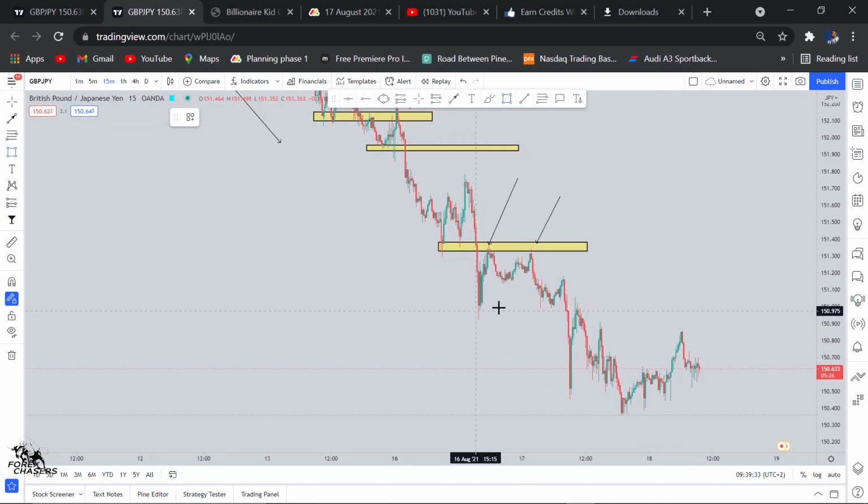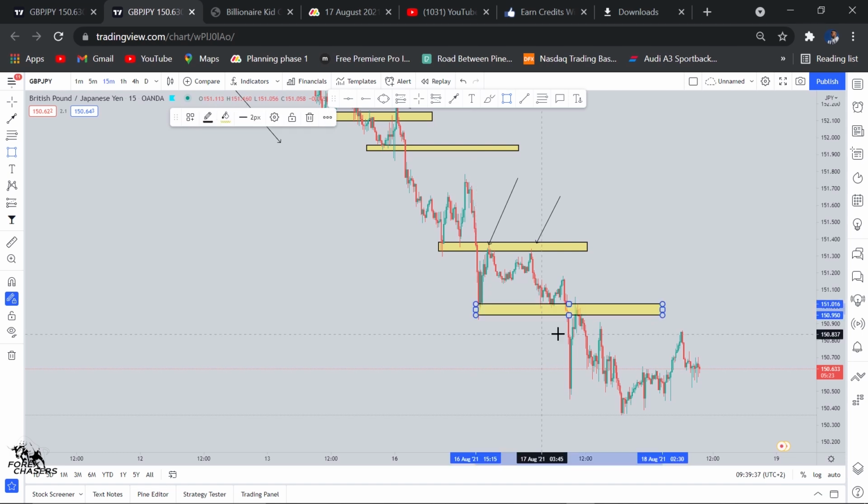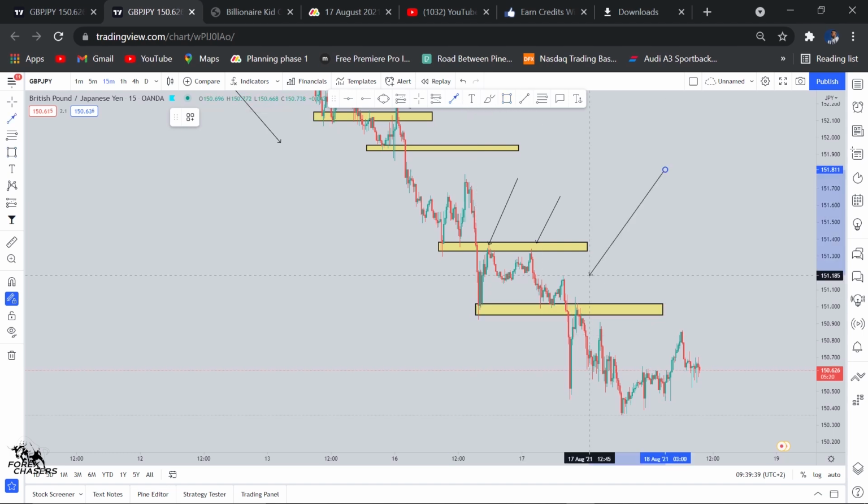And then again, these are the previous lower lows. You can see that price did come to test these previous lower lows, and then what happened? Price shot all the way to the downside. And now, you can see that we have these lower lows here, we have these lower lows here. So what is it that we can do? We can highlight them.